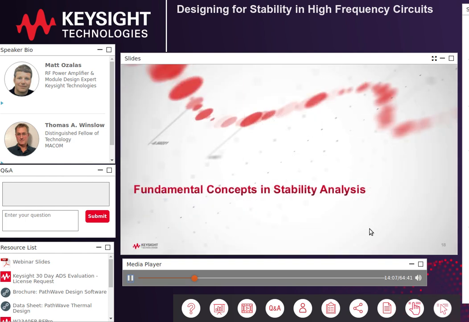Okay, that covers the basics. In the next section, we're going to revisit some of the fundamental concepts that underlie the amplifier feedback framework that I presented in the last section.